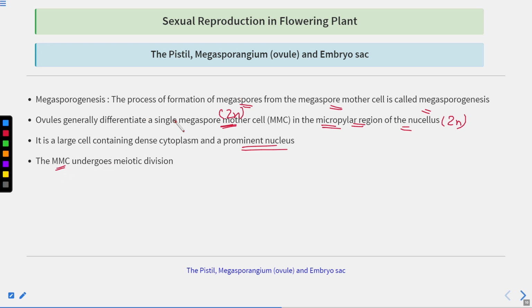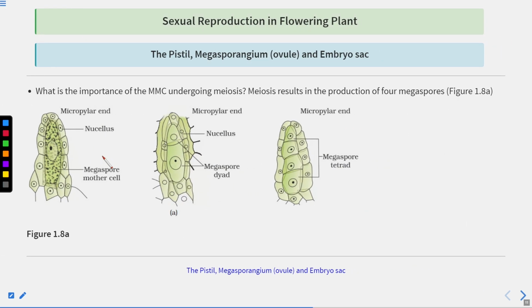The first step in megasporogenesis is the formation of the megaspore mother cell. Then the megaspore mother cell undergoes meiotic divisions, which means there will be a reduction of the chromosome number. What is the importance of the megaspore mother cell undergoing meiosis? Meiosis in the megaspore mother cell results in the production of 4 megaspores which are haploid. We have already discussed that the megaspore mother cell is formed at the micropylar end, from the nucellus.